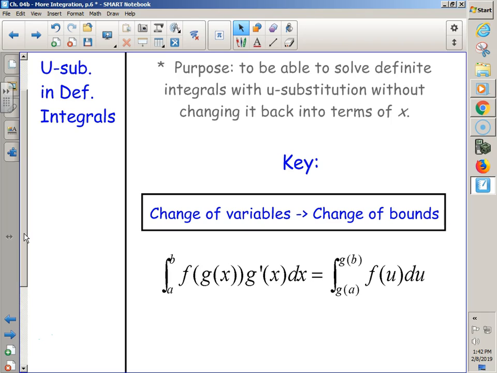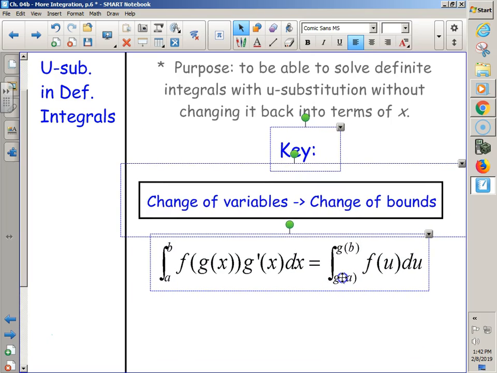Without a function, you can't anti-derive. You have to know the process, procedure, the rules. Anyway, U sub indefinite integrals. What if there are bounds? Solve definite integrals with U sub without changing it back in terms of x, or when unable to change it back into terms of x. Like the AP doesn't give you the function, you don't actually know what the x's really are.